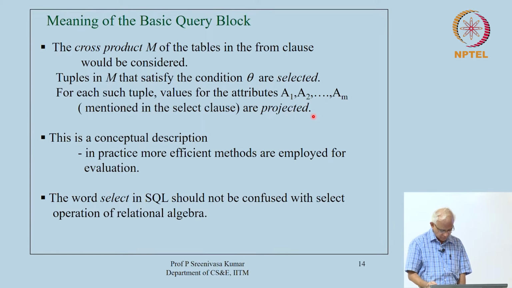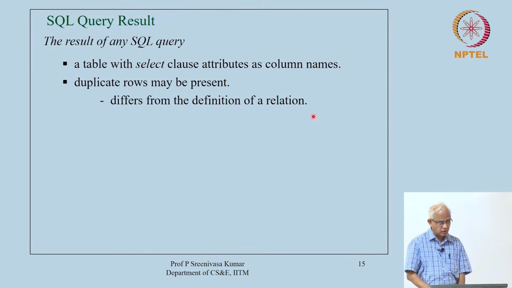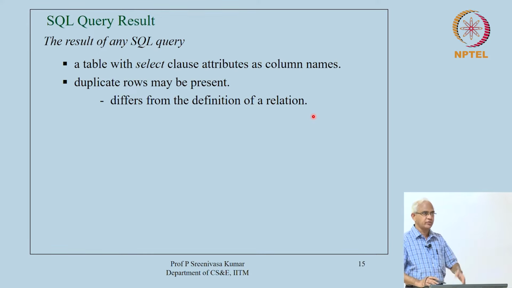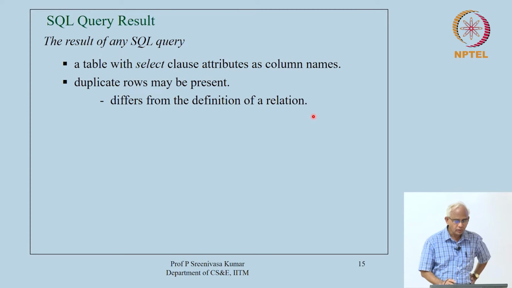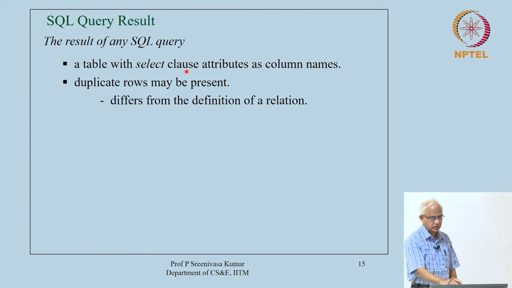Okay. Now, let us start looking at various other issues. First of all, let us see what is the result. So, the result of any SQL query is a table with select clause attributes as the column names, right, and duplicate rows may be present in the result of the SQL query. This in some sense differs from the definition of a relation, because in the relation we never allowed duplicate rows to be present, because we defined relations as sets of tuples earlier.